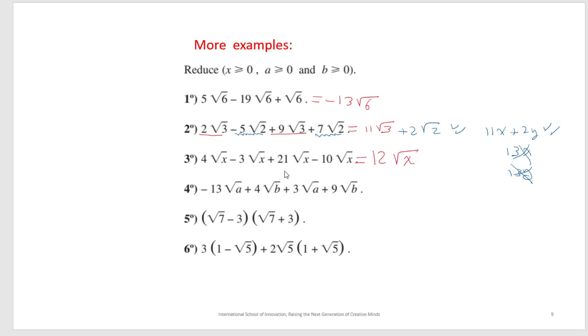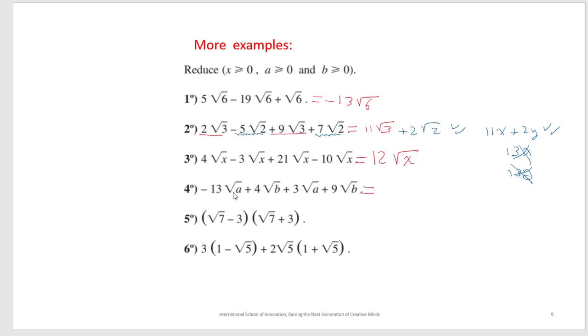Follow me by calculations, so I don't make a mistake. Anyway, I repeat it. I usually repeat it. So 4 minus 3 is 1. Plus 21 is 22. Minus 10 it is 12. Good? Okay, let me go with the next one.